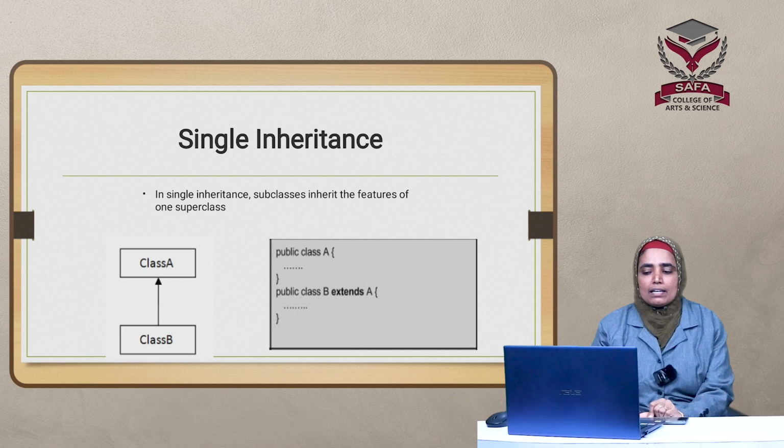The syntax is public class A, opening bracket, declaring variables and methods goes here, then close the bracket. After declaring the base class, we can create a subclass from the base class. The syntax is public class B extends A, then opening bracket, we can declare variables and methods here, then close the bracket.